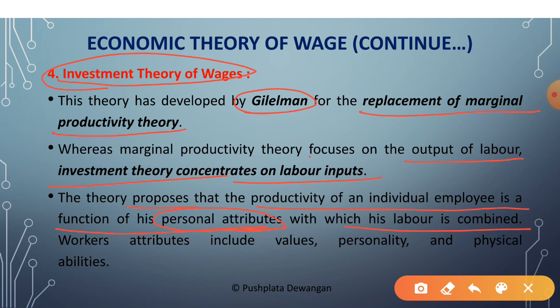Workers' attributes include values, personality, physical abilities, etc. These attributes are reflected in education, training and experience. Highly motivated, emotionally mature and energetic individuals are essentially an investment in productivity. The larger the investment possessed by the worker, the wider the geographic scope of the labor market in which he has the potential to participate. So he is highly mobile, and wages are related to mobility potential.